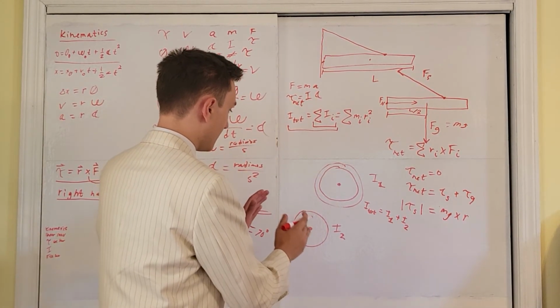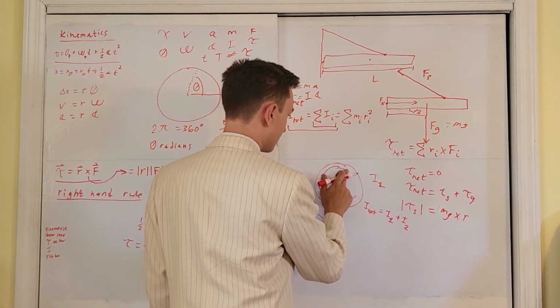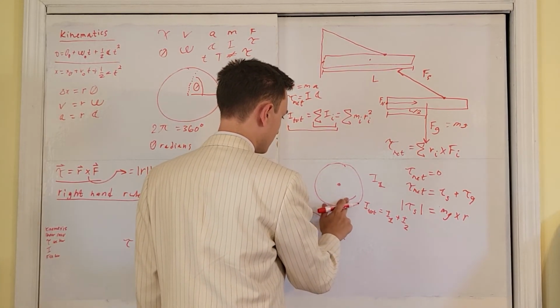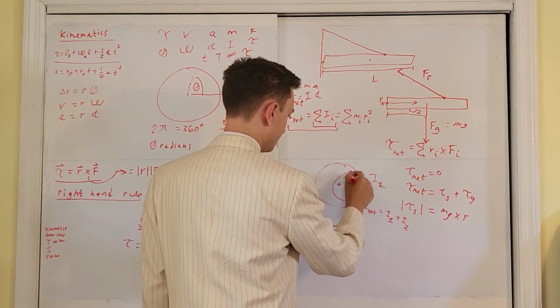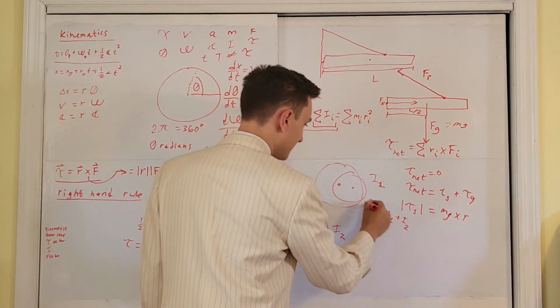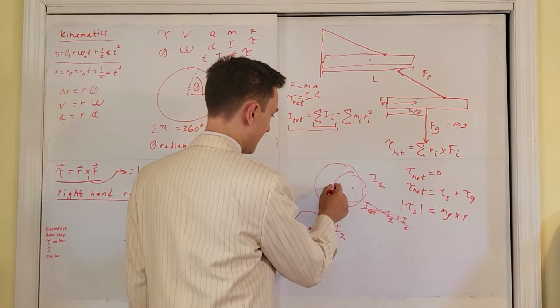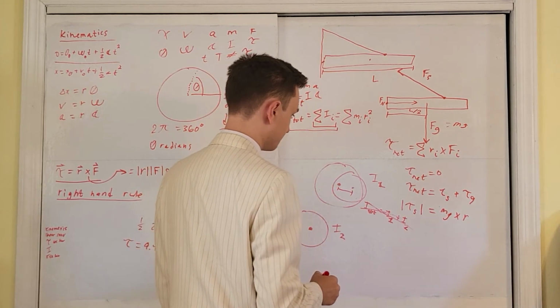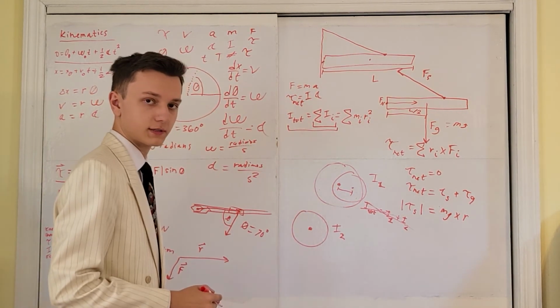Okay? If I placed the second wheel onto the first, but I were to place it over here, then this would no longer be true, because we have a different axis of rotation for both components. Okay?